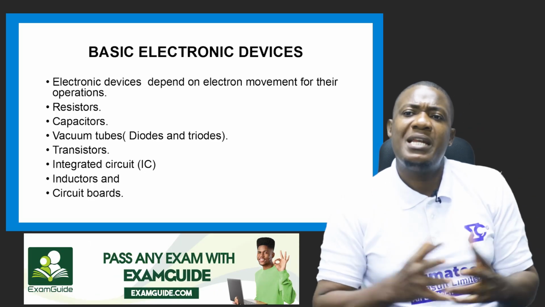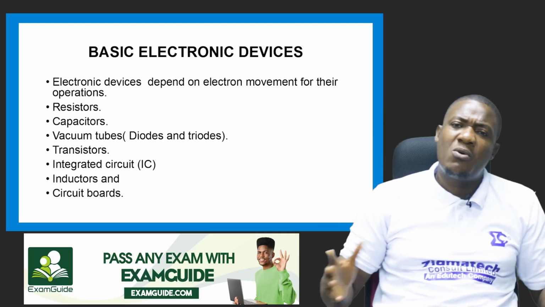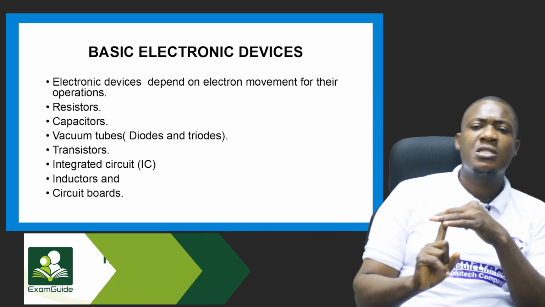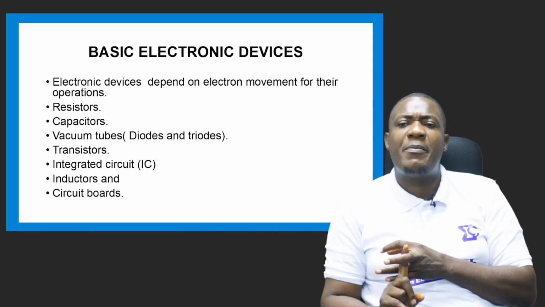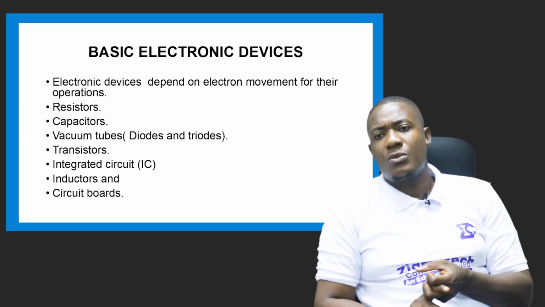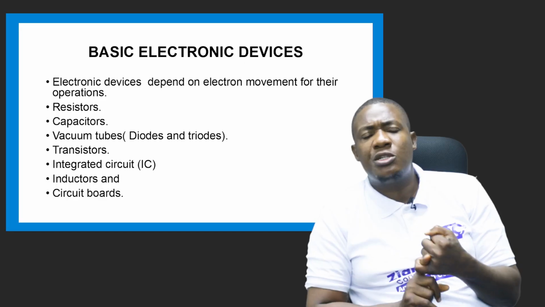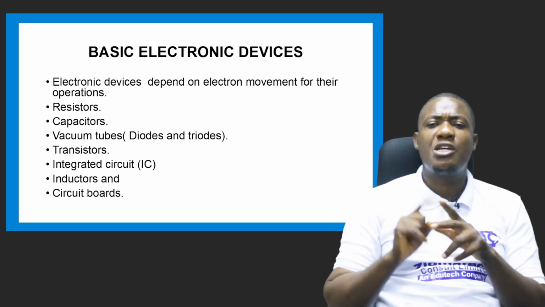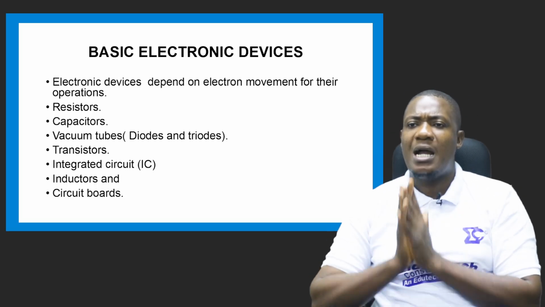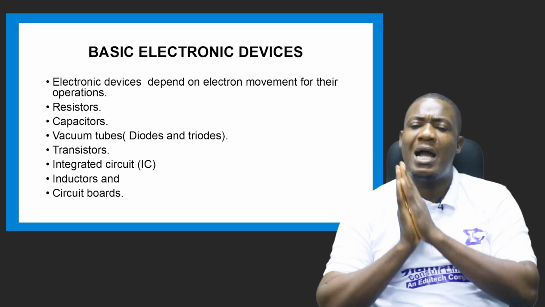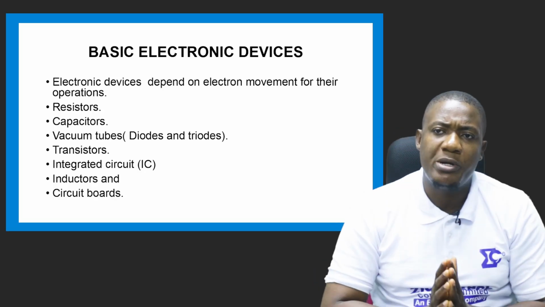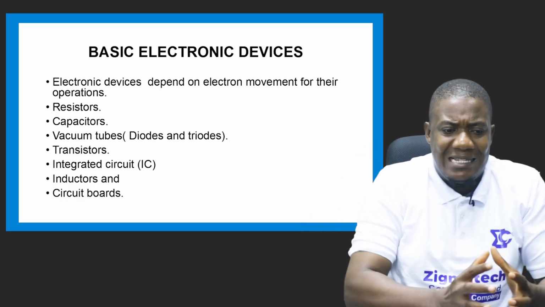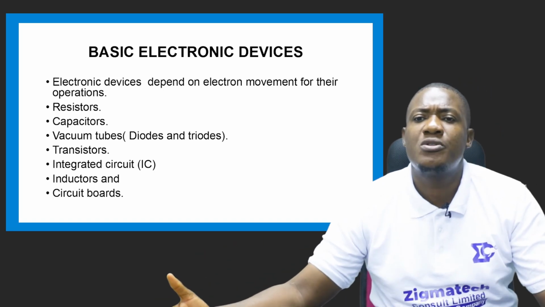Okay, now what are these electronic devices that we've been talking about? What are they made up of? They include resistors, capacitors, and vacuum tubes. Here we'll talk about diodes and triodes, right? We also have the transistors, the ICs, what we call the integrated circuits, the inductors, and the circuit boards. All these are what we regard as electronic devices. When we have them connected in a circuit, we produce electrical appliances.